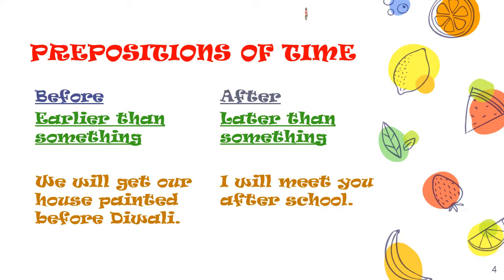Before is used to tell about a noun or something which happened or which will happen earlier than something. As you can see in the example, we'll get our house painted before Diwali. It means before the time of Diwali, not after that, not at that time, but before that.